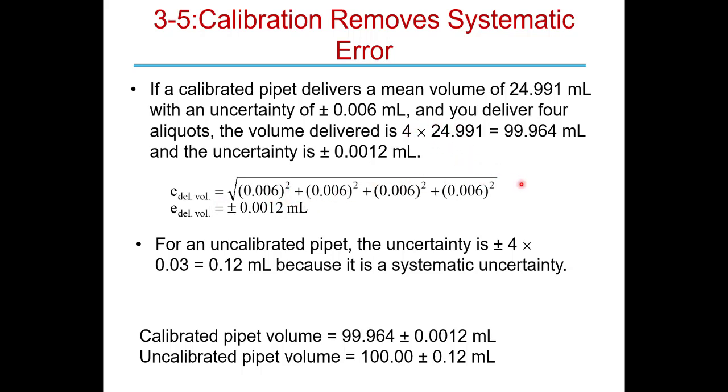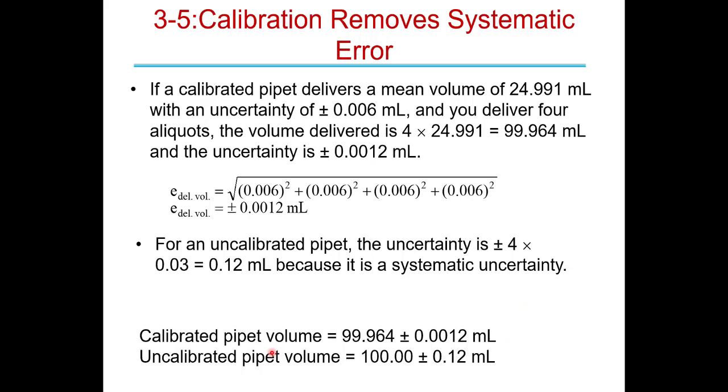And then we would calculate it this way. There we go. So for an uncalibrated pipette, the uncertainty is 0.12 milliliters. So look at that, 2 orders of magnitude in difference, in improvement in our uncertainty. So our precision has increased by 2 orders of magnitude because we calibrated the pipette.